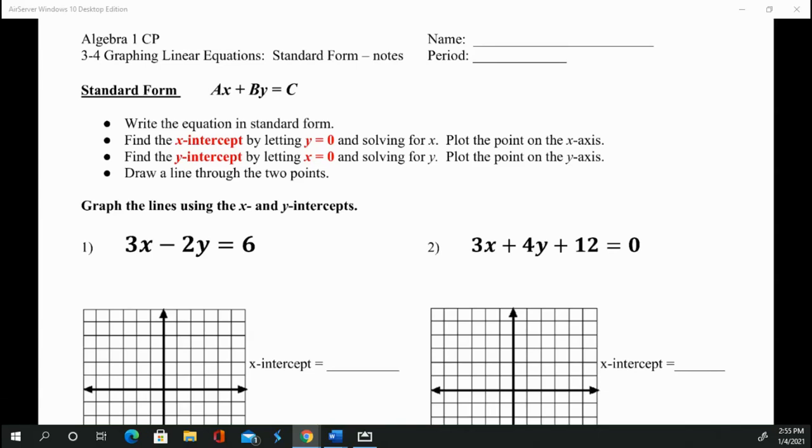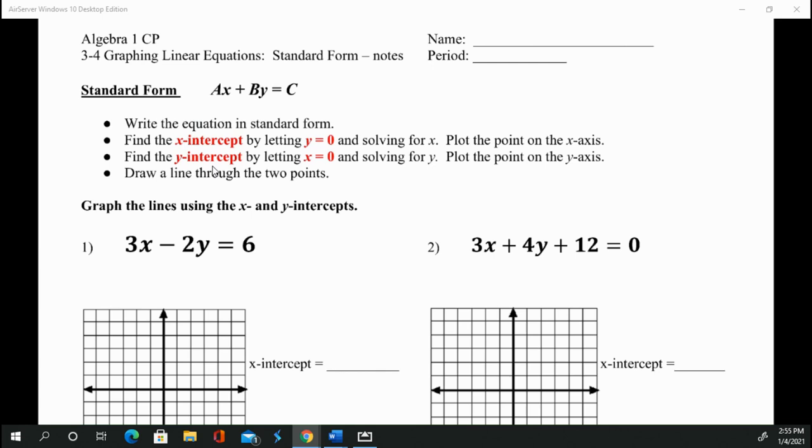These are the notes for 3-4, graphing linear equations in standard form. Standard form is ax plus by equals c. That's just how the terms are arranged. We'll have our x term first, our y term second, and the constant last.